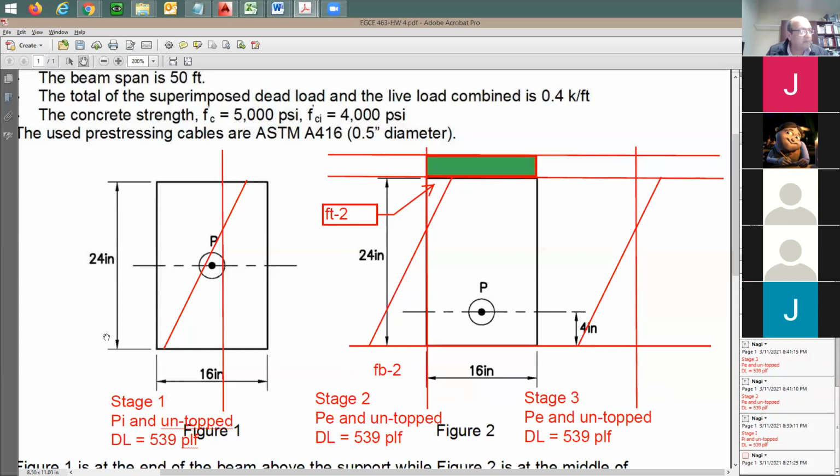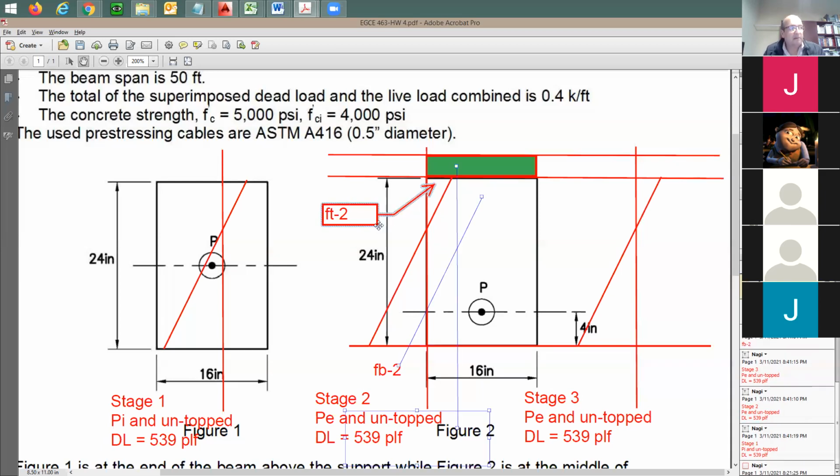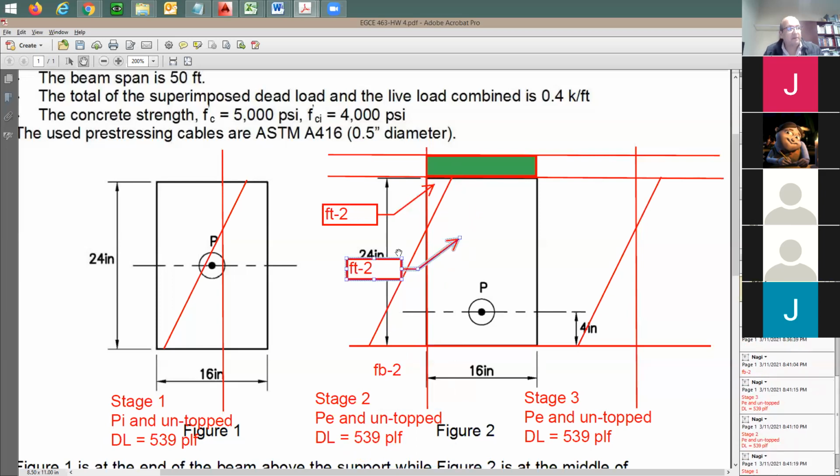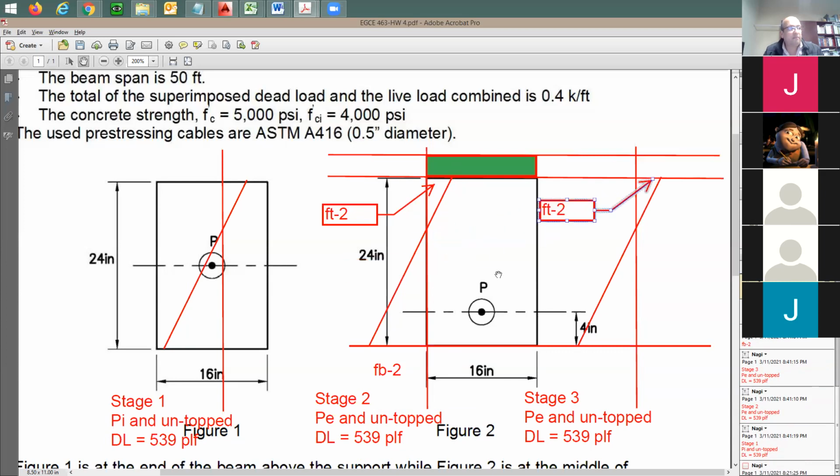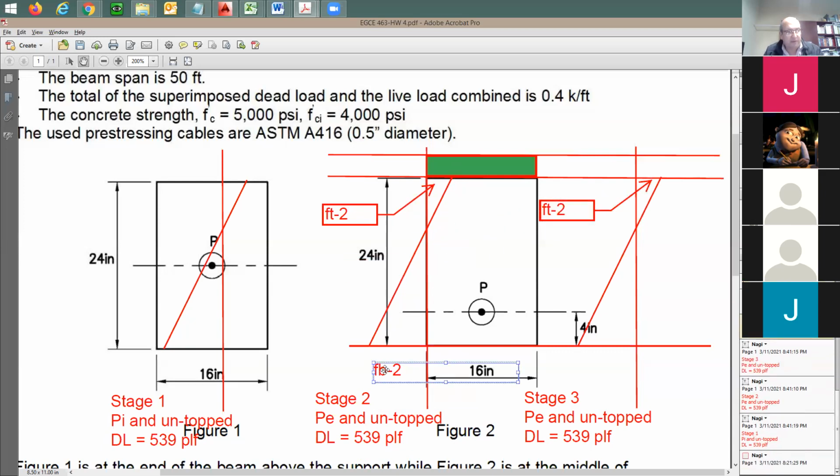So I'm going to say it's going to be 1, right? Stage 1, you have the stresses. We check the stresses here for PI and dead load, and everything is good. In stage 2, I'm going to be doing here F top 2 and F bottom 2. It's going to be based on PE and 539, which is only dead load. Now it's stage 3. In stage 3, I'm going to be taking the same stress value here. Right? Going to be taking the same stress value. It's going to be right here. And F bottom is going to be the same value here.